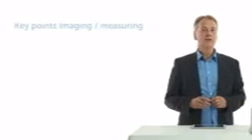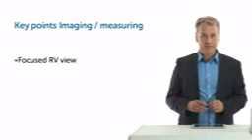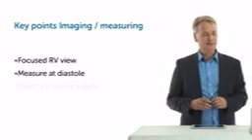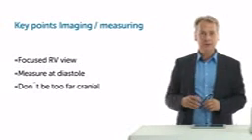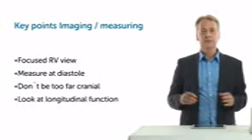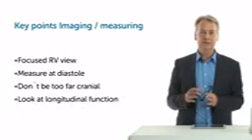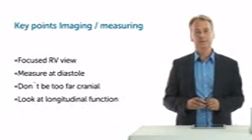So to summarize some of the key points that we just saw, first of all, use a focused right ventricular view, measure at diastole, don't be too far cranial with your transducer, and when you look at systolic function of the right ventricle, don't forget it contracts differently, more in a longitudinal direction.